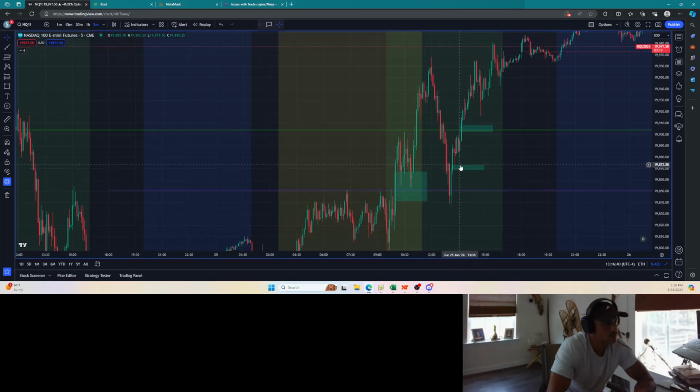There were no entries here on the 5-minute. If you look at it, there's no clean entries. They didn't retest this gap. This is a breakaway gap, so they didn't retest that one either. So there's no clean entries on the 5-minute. So that was the right entry for me.